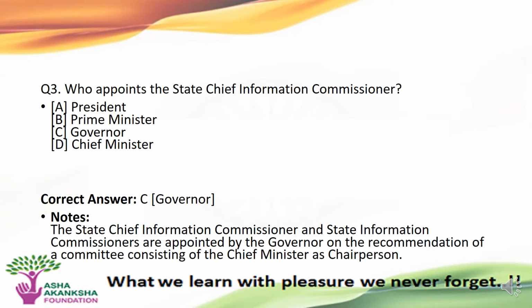The next question is, who appoints the State Chief Information Commissioner? Options are A, President, B, Prime Minister, C, Governor, or D, Chief Minister. The correct answer to this question is option C, that is Governor. The State Chief Information Commissioner and the State Information Commissioners are appointed by the Governor on the recommendation of the committee consisting of the Chief Minister as chairperson.